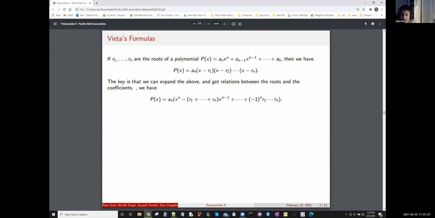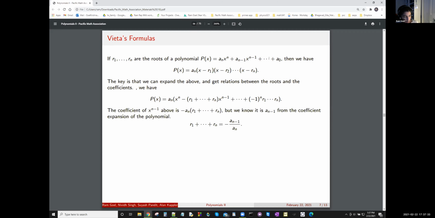So now the main point was to plug it back because we already know what all the coefficients are and we can relate. So the coefficient of x to the n minus 1 in the roots expansion is negative a sub n times r1 plus all the way till plus rn, but we know it's a sub n minus 1, and therefore we have r sub 1 plus r sub 2 all the way till r sub n is negative a sub n minus 1 over a sub n.